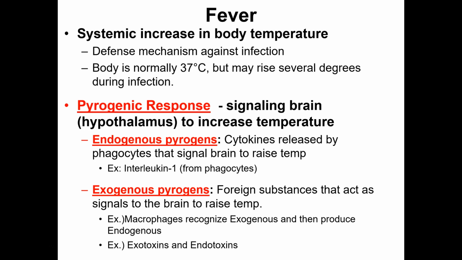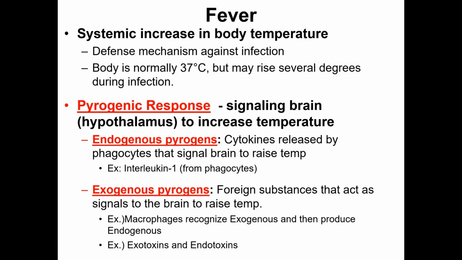So if you had anatomy or phys, you probably know that your body's thermostat is your hypothalamus. In your brain, your hypothalamus dictates that your body should be at 37 degrees Celsius, which is pretty toasty. Something has to tell your hypothalamus that it needs to start increasing that temperature, usually just a couple of degrees. So that's what we call the pyrogenic response, the heat-generating response. Now, there are two ways of doing this.